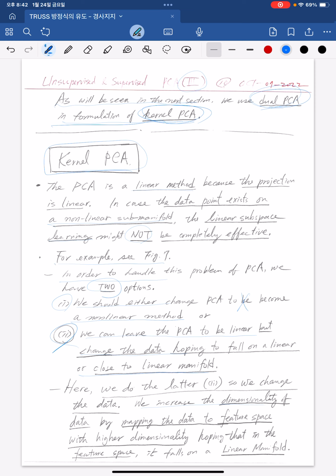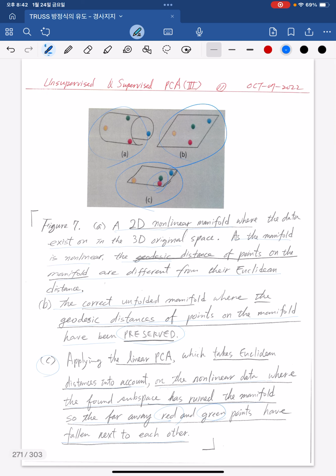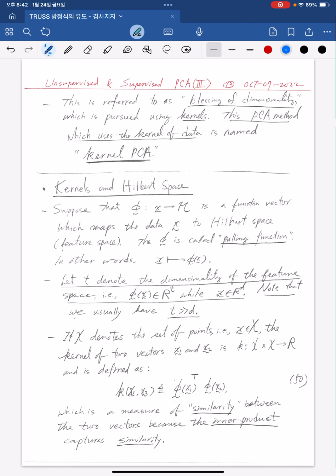We increase the dimensionality of the data by mapping the data to a feature space with a higher dimensionality, hoping that in the feature space it falls on a linear manifold. This is referred to as the blessing of dimensionality, which is for sure achieved using kernels. This PCA method, which uses the kernel of data, is named kernel PCA.